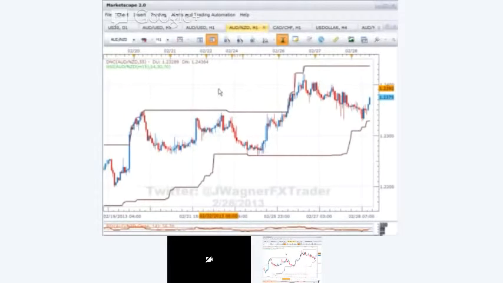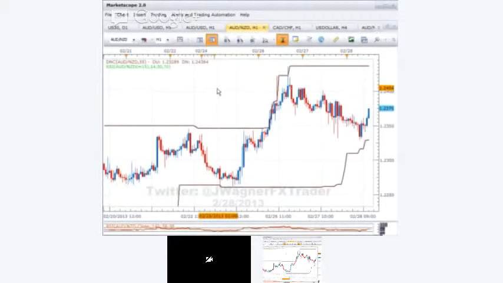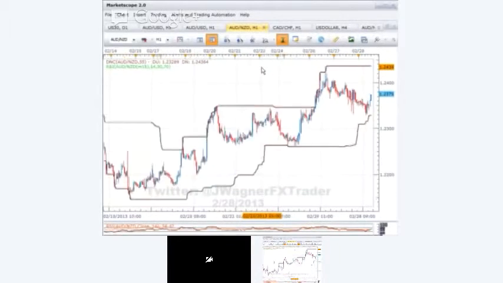These are named after a fellow, Richard Donchian, and they are famously used by the turtle traders. So if you know anything or have heard of the turtle traders, yes, they used a strategy using the Donchian channels. It's a very simple way of framing the charts and helping us identify levels of support and resistance and entry and potential exit points. So here's the Australian-New Zealand cross pair.